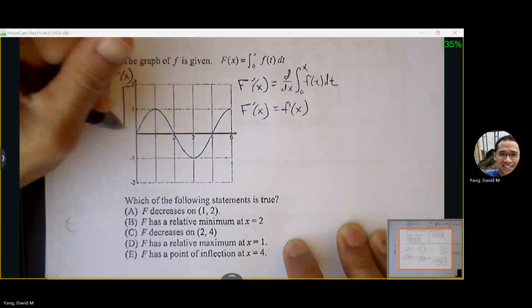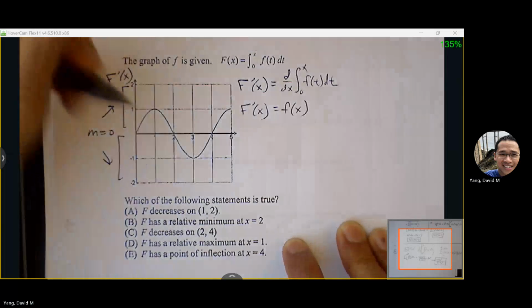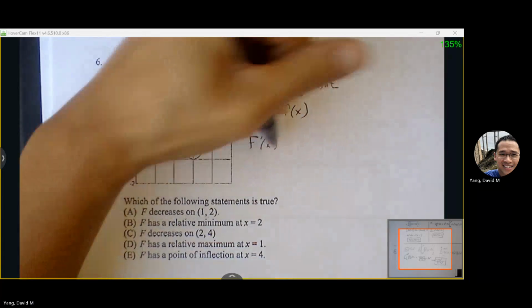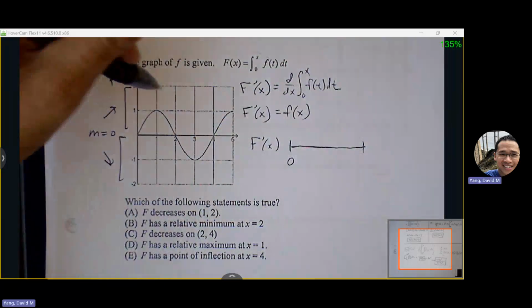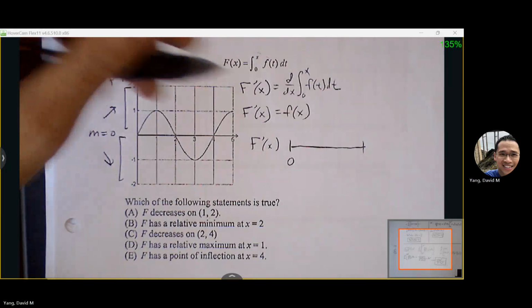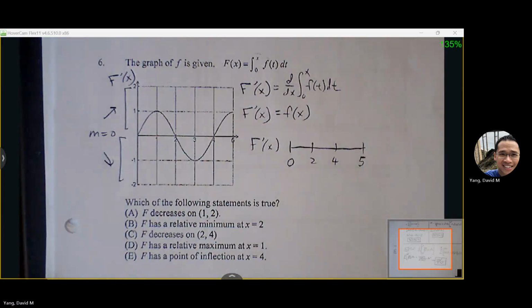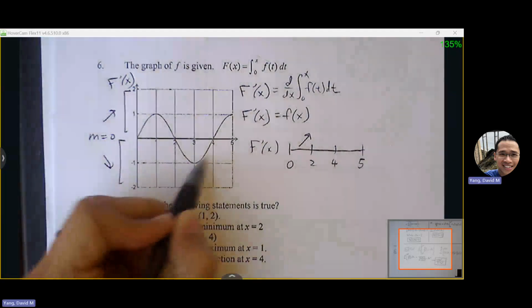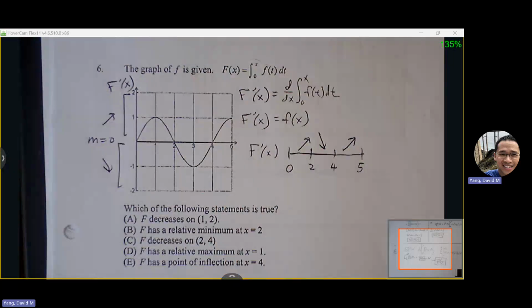So let's go back to our derivative graph knowledge here. We know that x-intercepts will be slope zeros. Above is positive slope, below is negative slope. My critical points are 0, 2, 4, and 5, 5 because that's the endpoint. We start off above the x-axis, so positive slope. Then below the x-axis, which is negative slope. Above the x-axis, positive slope. The arrows are helpful, kind of gives us an idea how the actual graph is moving.